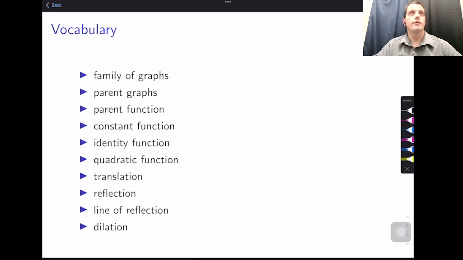Vocabulary. Family of graphs. Parent graphs. Parent function. Constant function. Identity function. Quadratic function. Translation, reflection, line of reflection, and dilation.